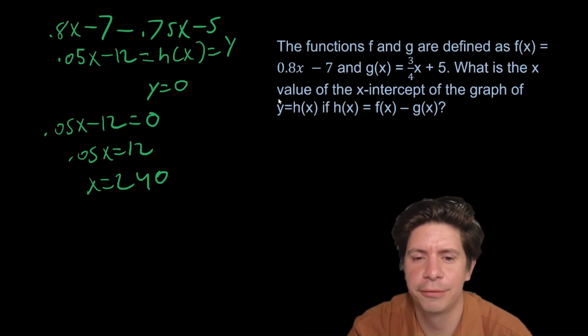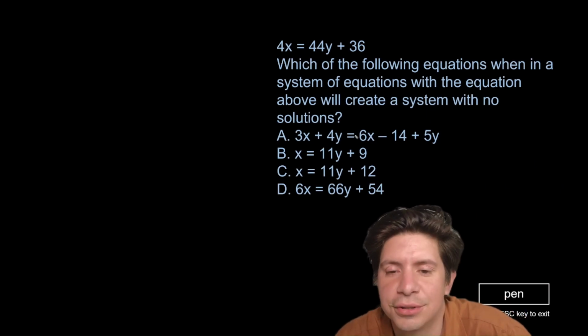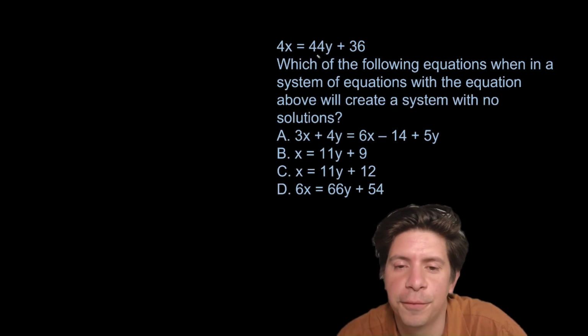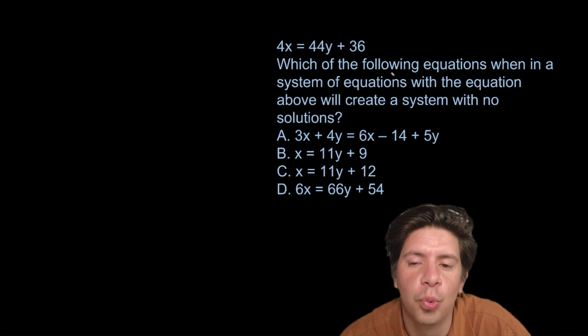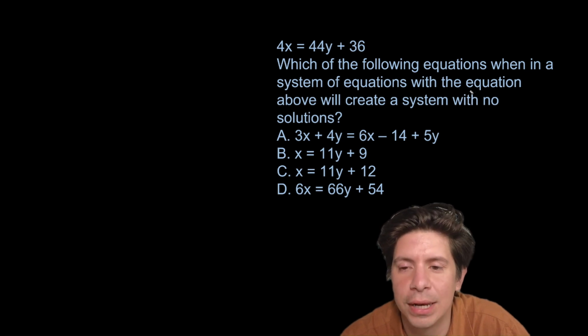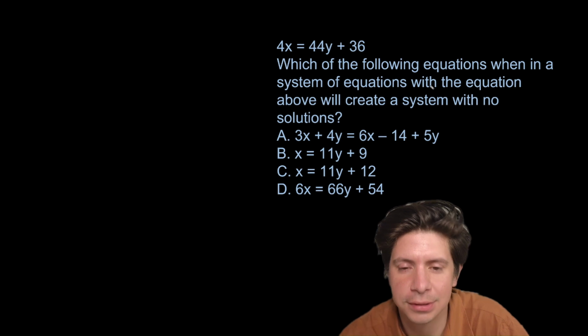They're both perfectly fine. All right, so now let's do this one here. 4x equals 44y plus 36. Which of the following equations, when in a system of equations with the equation above, will create a system with no solutions?